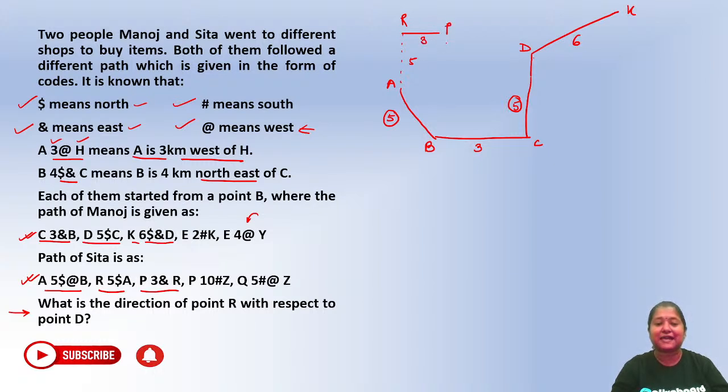Now P is 10 hash Z. Hash ka kya matlab hai? Hash means south. So P is towards the south of Z. So Z will be somewhere like this, and this is your 10 kilometers.